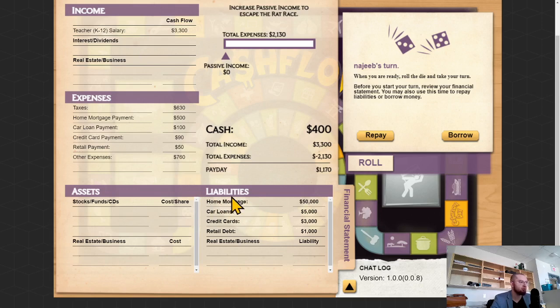You can also see our liabilities. These are things that cost you money. I have my mortgage, the house I live in. I have my car loan for $5,000, 10% of that every month, paid out every paycheck. Then there's credit card debt of $3,000 and retail debt.